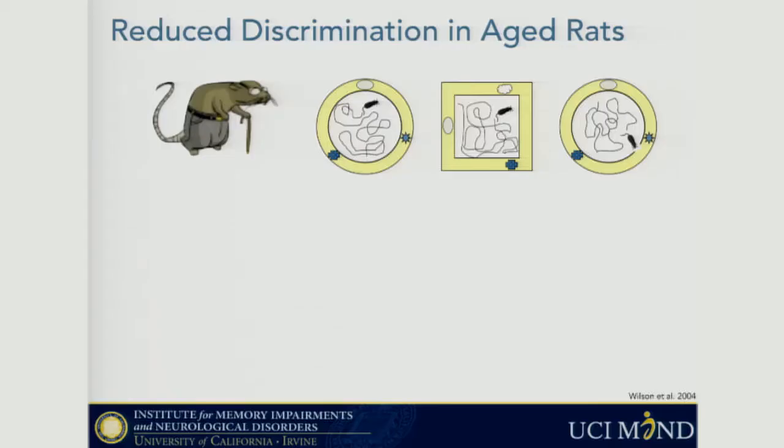So let me start by telling you about a phenomenon that happens. I'll talk about rats first, and then I'll tell you how it happens in humans, which is that memory changes, but in a sort of subtle way. I'm going to refer to this as discrimination memory, being able to distinguish among similar experiences that you might have.